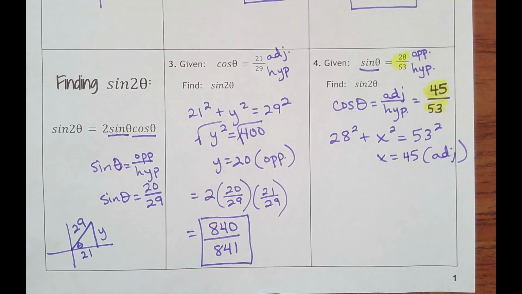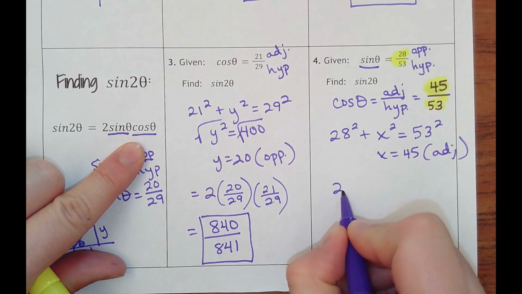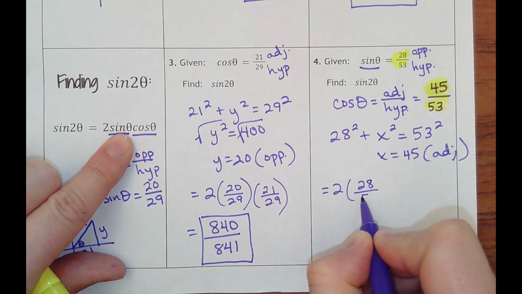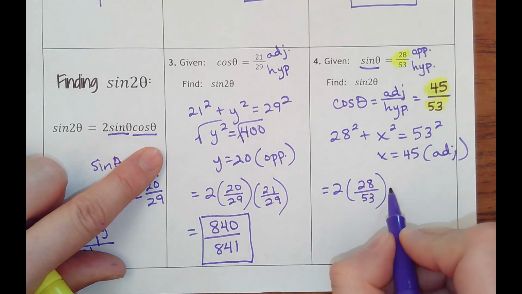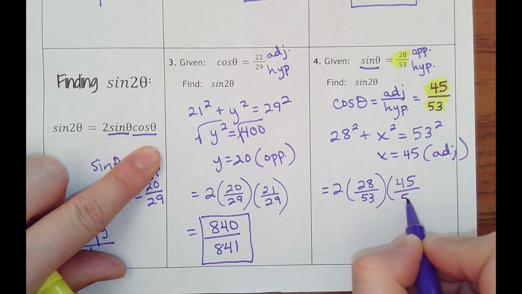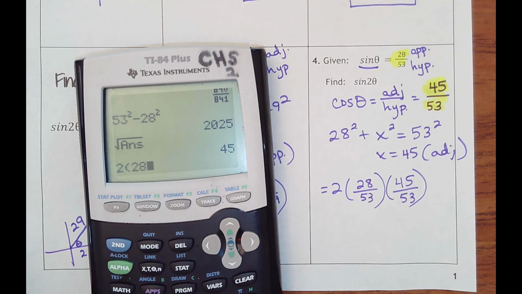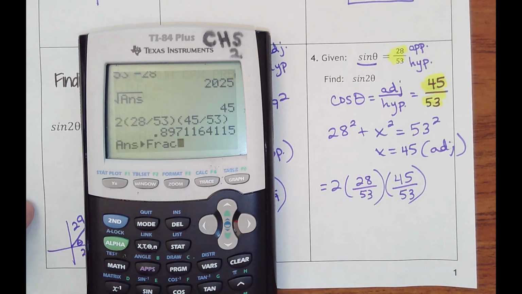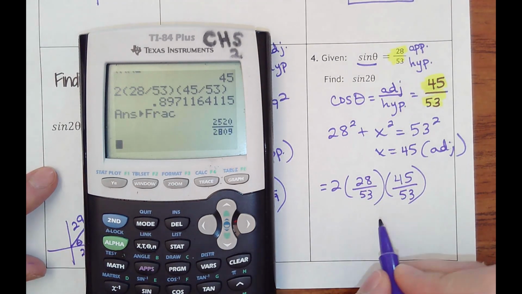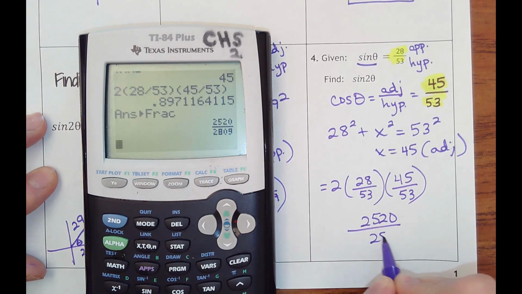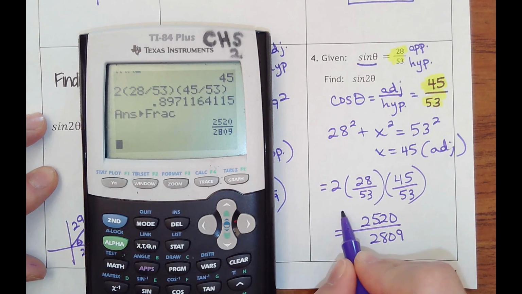Okay, so then I'm going to do 2 times sine times cosine's ratio, and just do it on your calculator. And you should get 2,520 over 2,809. And that is your answer.